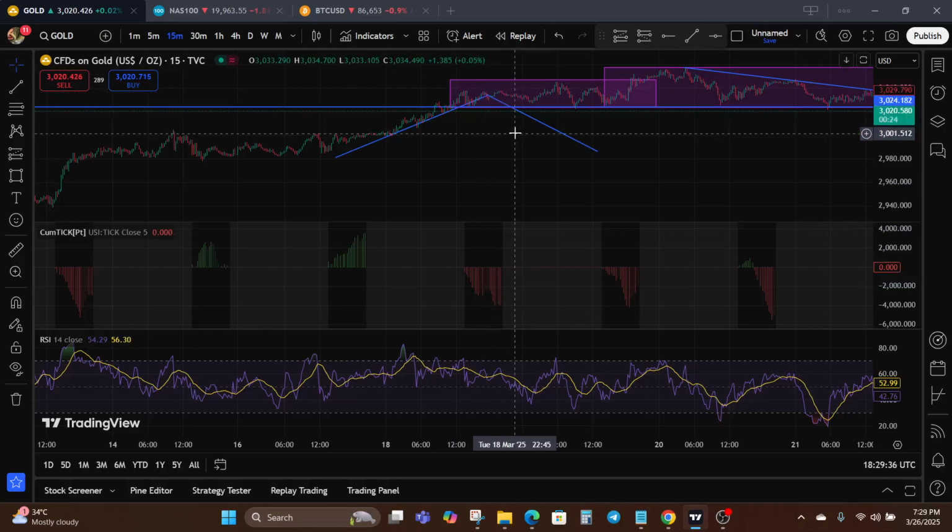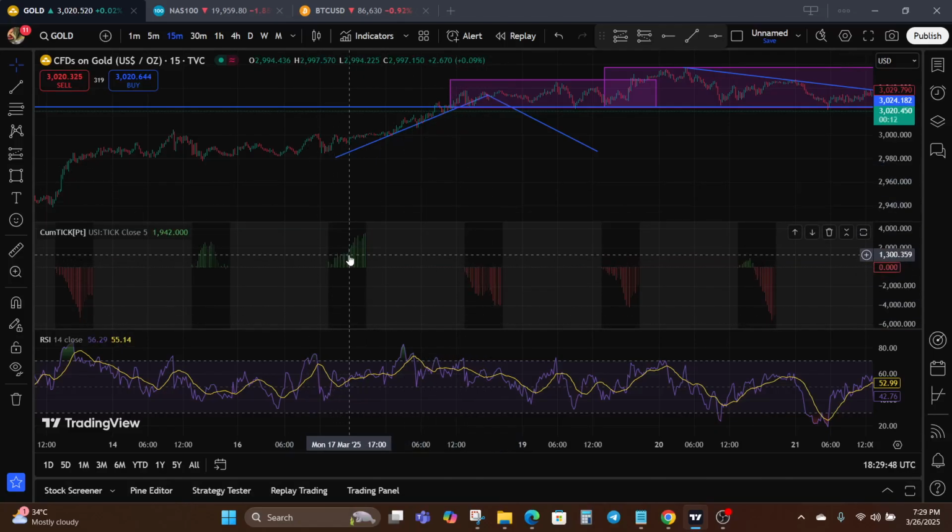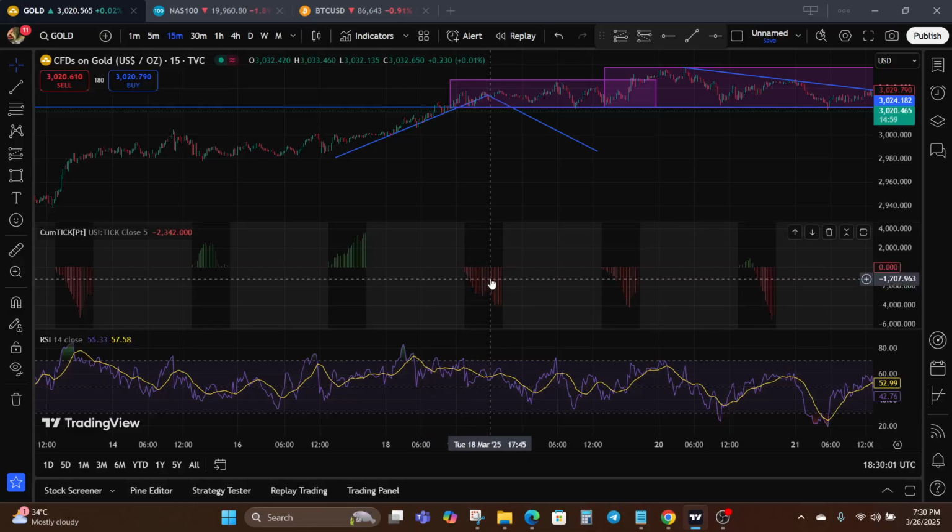Okay, and then you can use this indicator for early trend detection, right? Since the cumulative tick indicator tracks the underlying buying and selling pressure, it can help you detect trends early. So when the cumulative tick starts to shift from neutral to positive, or negative, if it is a bullish case, that's positive. If it's a bearish case, that's negative, right? You might want to consider entering a trade in the direction of the new trend.